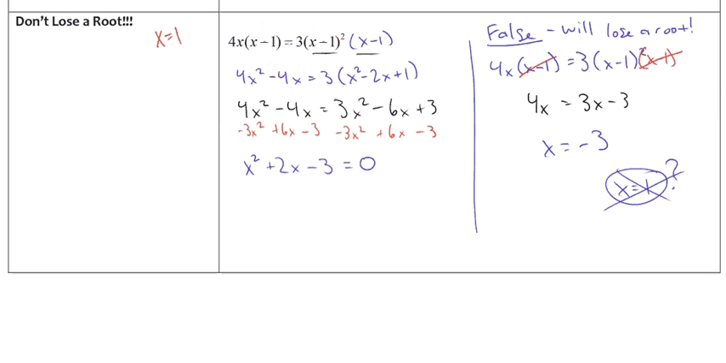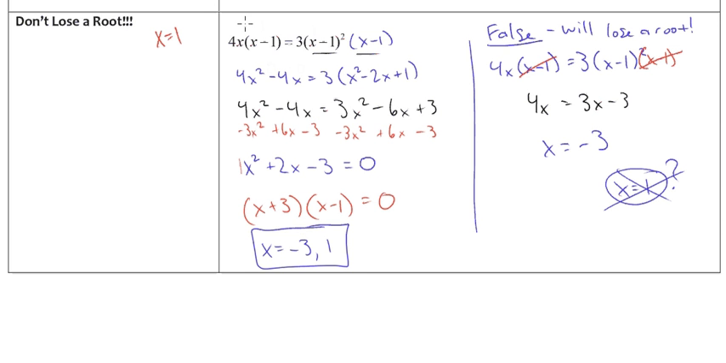Now this here will factor out for us. What two numbers multiply to give you 1 times negative 3, so multiply to give you negative 3, but add to give you 2? And so we're going to have x plus 3 and x minus 1. And set them both equal to 0. We get x equals negative 3 and positive 1. We kept our root. We didn't lose it by dividing it out at the beginning.